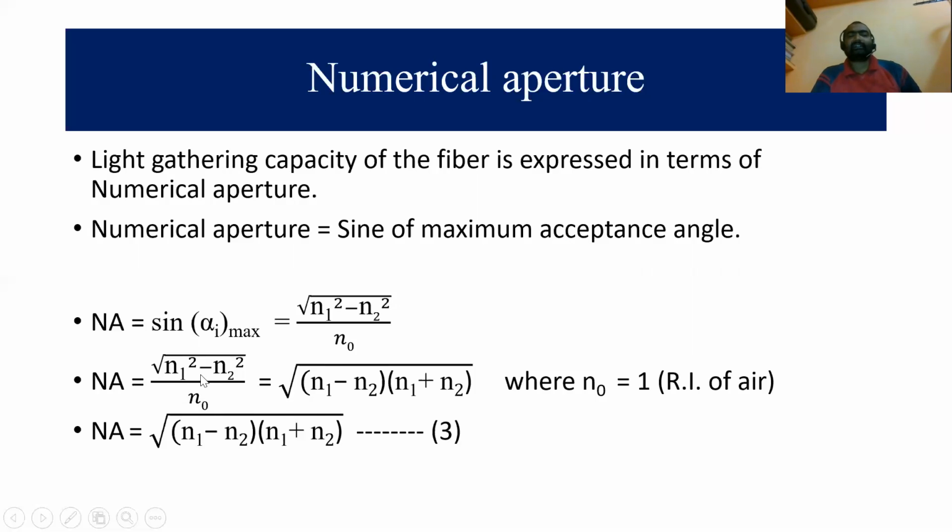We can write it as, actually it is in the form of a square minus b square. So we can write a square minus b square as a minus b into a plus b. So n1 minus n2 into n1 plus n2, and we can write n0 equal to 1 because we launched the light ray from air medium to core medium. So we can take n0 as 1. By taking all these considerations, NA equals square root of n1 minus n2 into n1 plus n2.